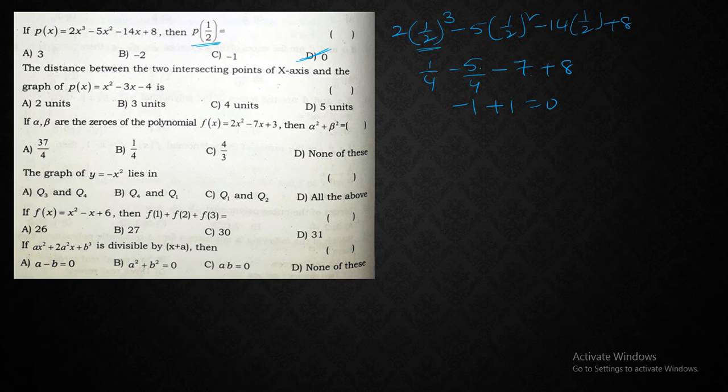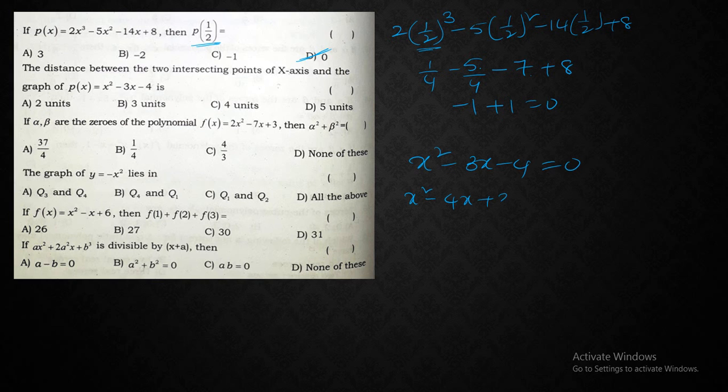So what he has given is the distance between the two intersecting points of the x-axis. So what we need to find, you will understand now, right? So x square minus 3x minus 4 is equal to 0. For this, what are the zeros? We need to find out the zeros for this. Already we have done this, I think, right?